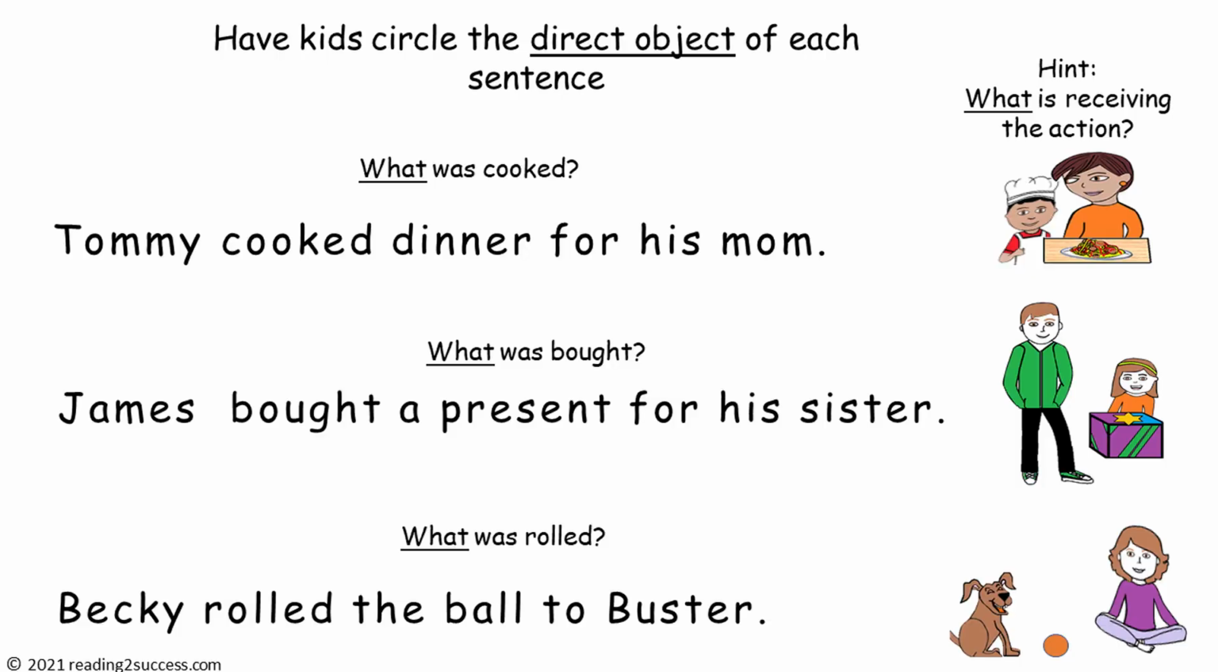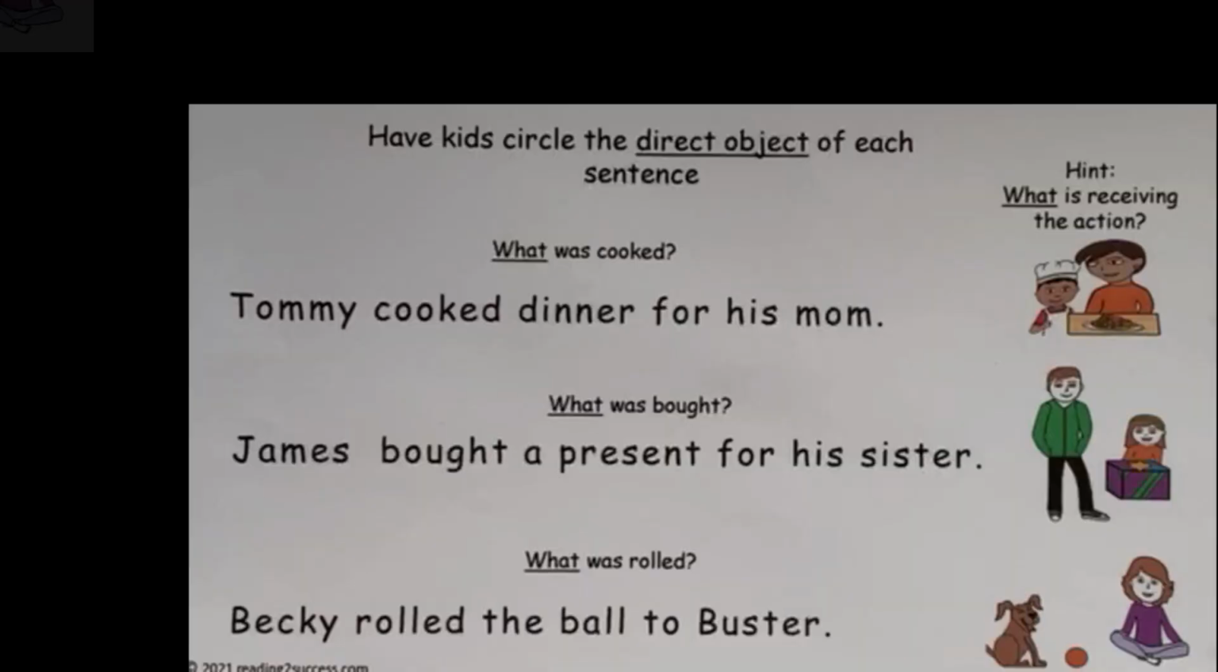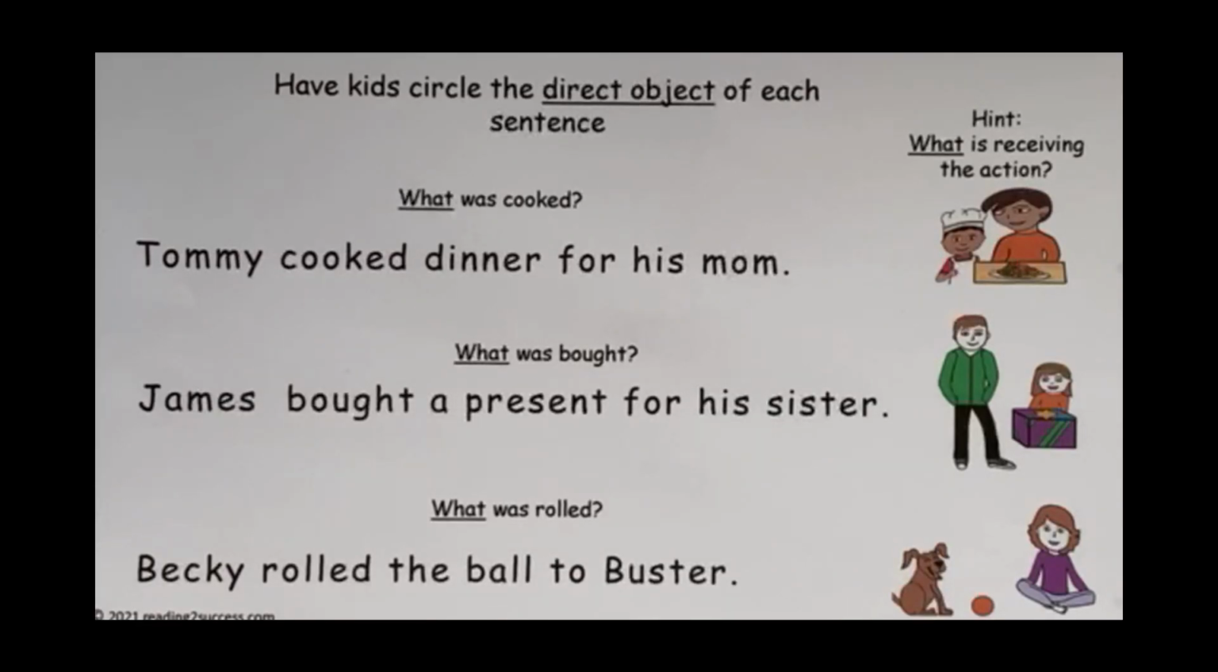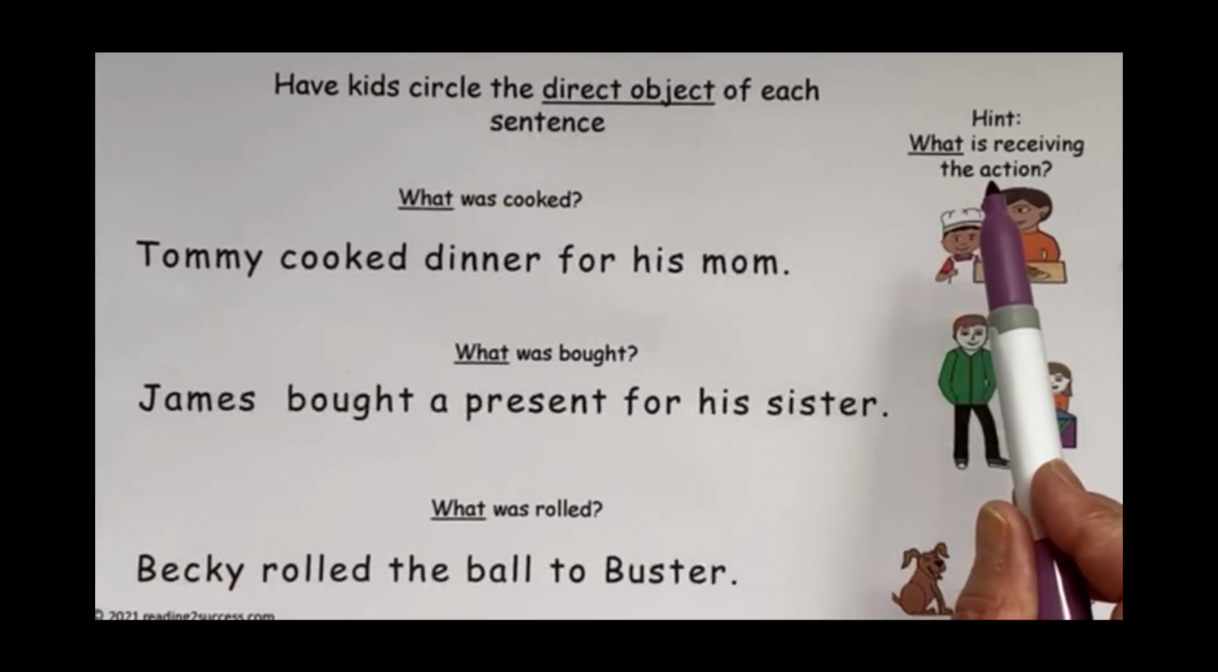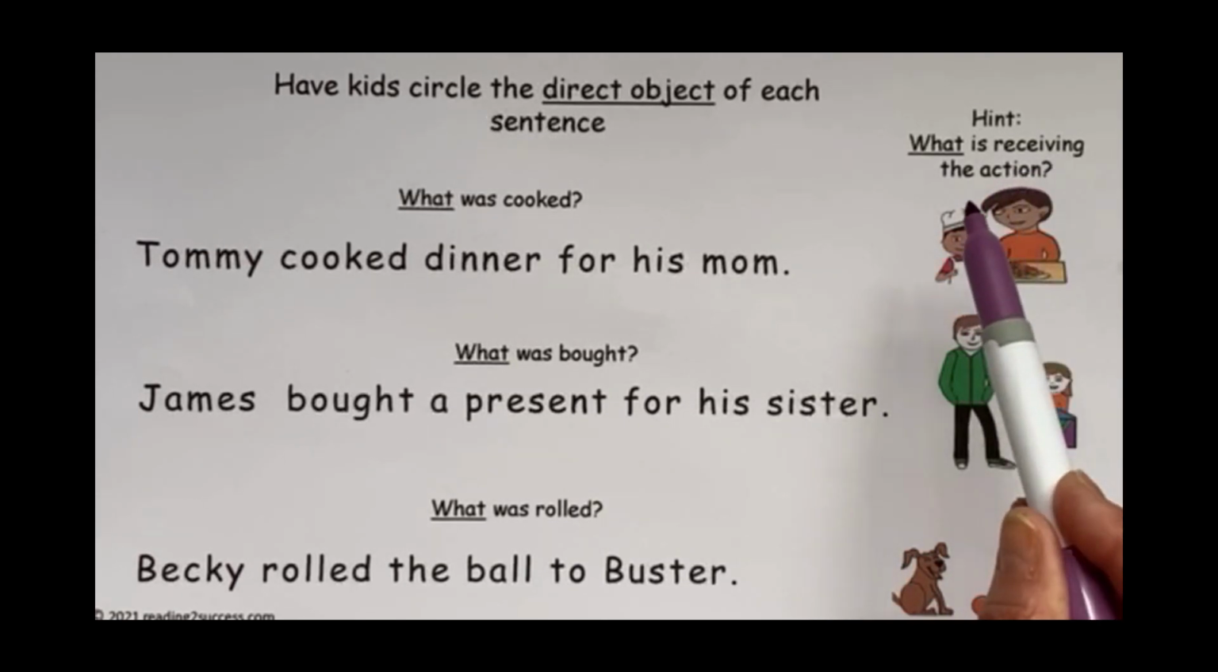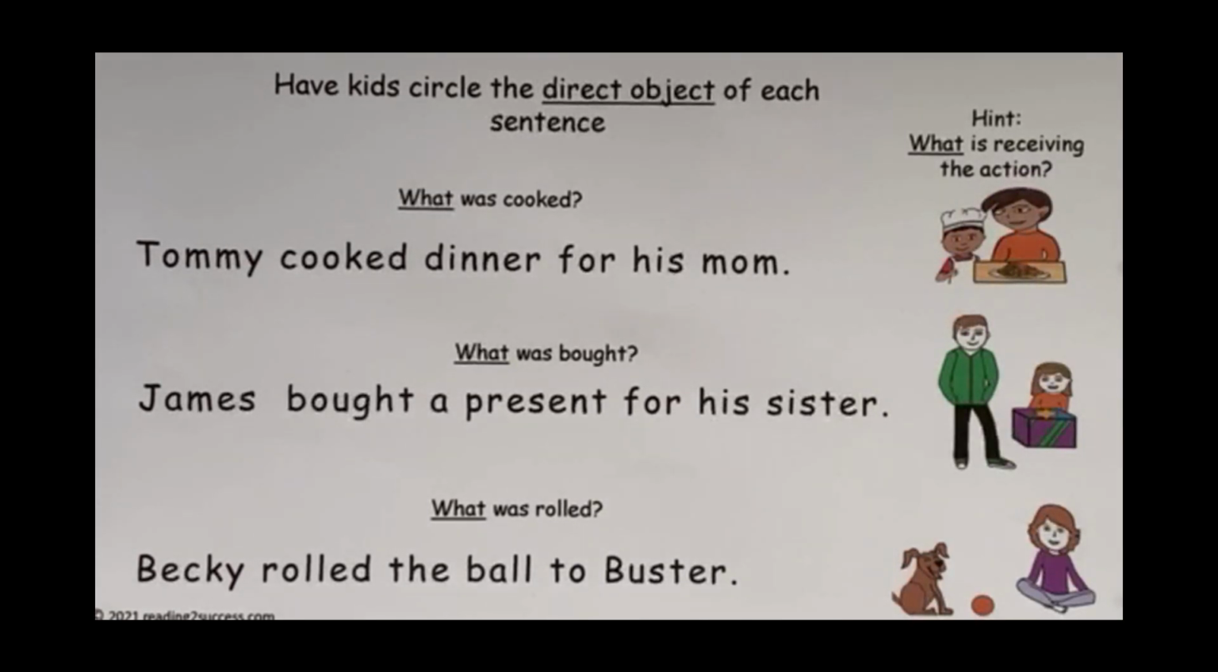Now have kids circle the direct object in each sentence and remind them that what is receiving the action is the direct object. They have a hint: what is receiving the action? So let's read the sentence with kids.